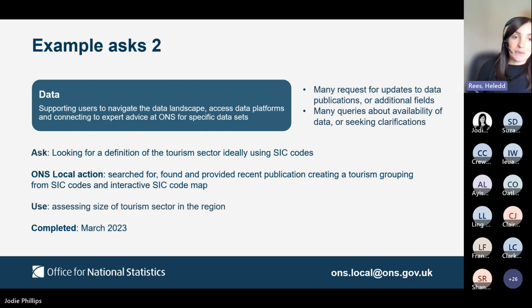This ask was someone looking for a definition of the tourism sector, ideally using SIC codes. Our action was to find, as well as providing recent publications, creating a tourism grouping from SIC codes, and then providing an interactive SIC code map. This was going to be used to assess the size of the tourism sector in the region. And that was also March this year.